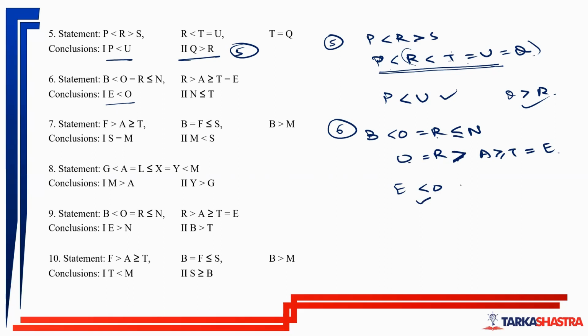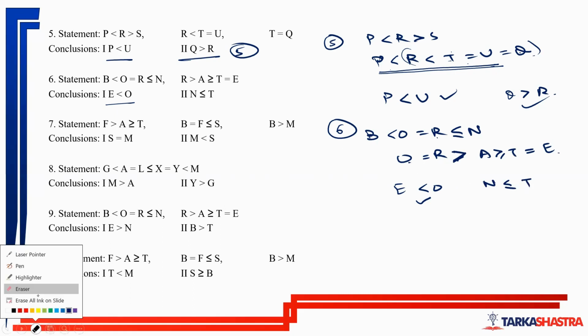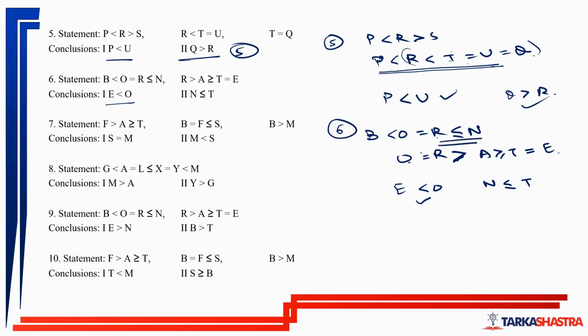Then they have a conclusion between N less than equal to T. So what I'll do, we will just write it like this. R is less than equal to N. So N is greater than T we are getting. So this is definitely wrong. This conclusion does not follow. Only conclusion 1 follows, which is option 1.